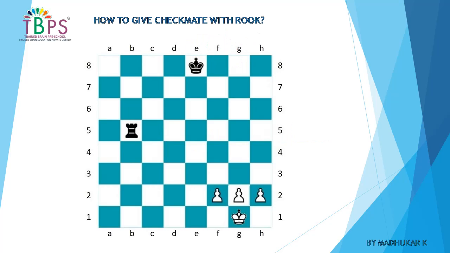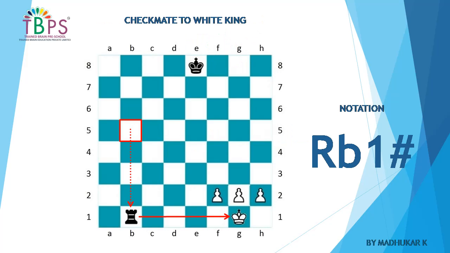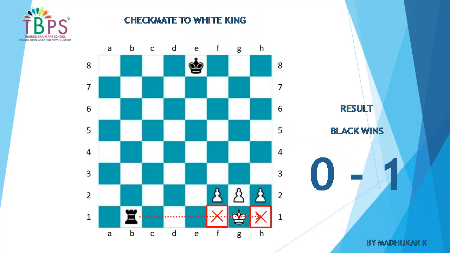In this example, rook which is on b5 square moves to b1 square to give check to the king. White king has no safe squares to move. It can't move to second rank because white's own pawns are blocking the movement of the king, and it can't move to f1 or h1 square because the same rook is controlling those squares also. When king has no escape from the check, we call it as checkmate.